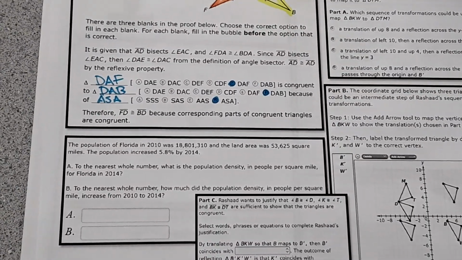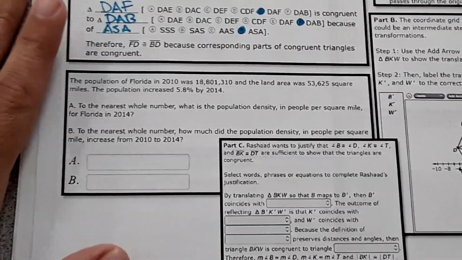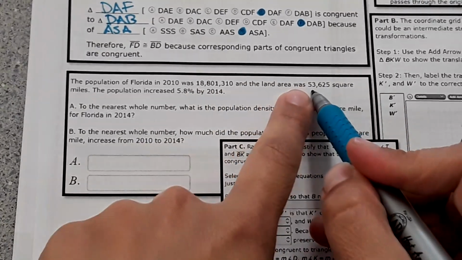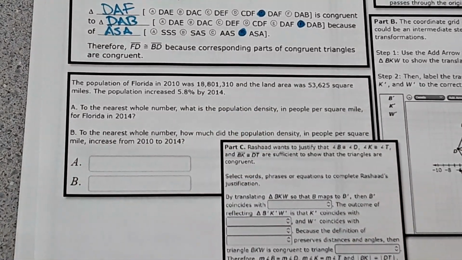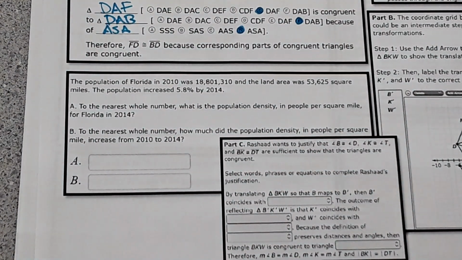Move down here. Everybody got it down? Okay, this one, it says the population of Florida in 2010 was 18 million something, and the land area was 53,000 square miles. The population increased by 5.8% by 2014. To the nearest whole number, what is the population density in people per square mile for Florida in 2014?